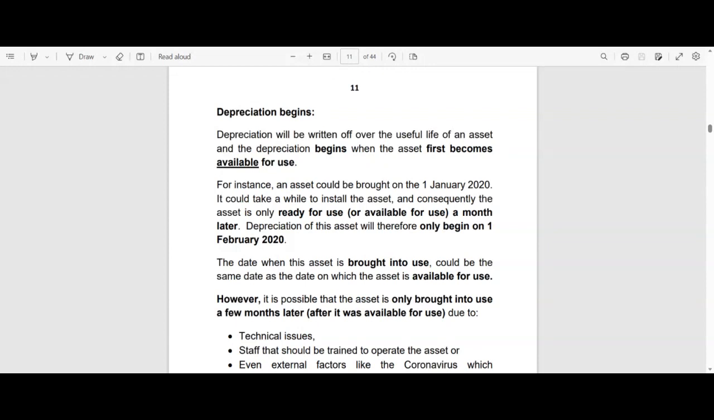From tomorrow, the 1st of February, we are going to make this available for use in the factory, right? So we bought it on the 1st of January. It is ready to be used. That's another way you can describe it. Not only can you say available for use, but ready for use. So it's ready for use on the 1st of February.